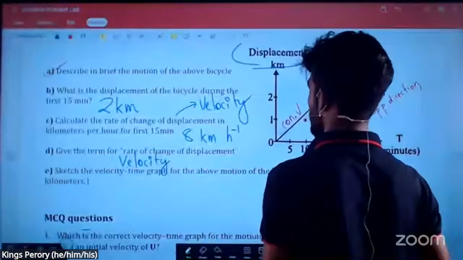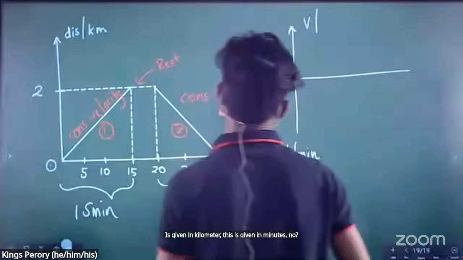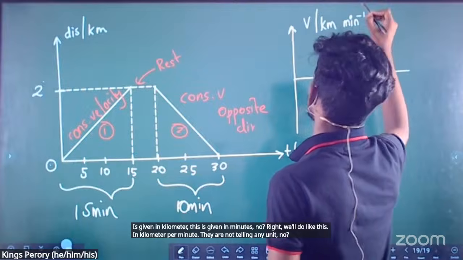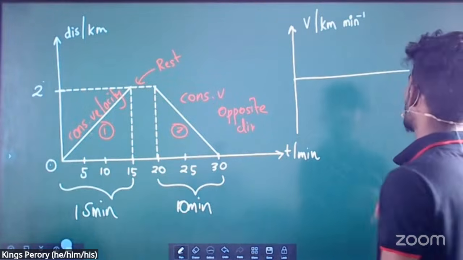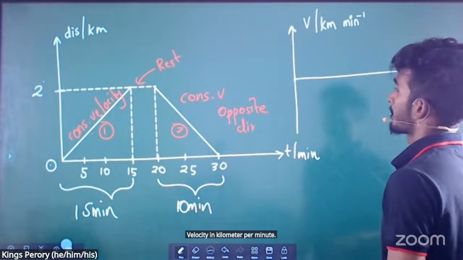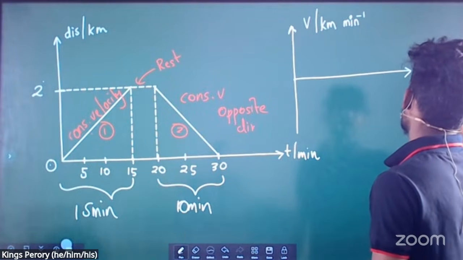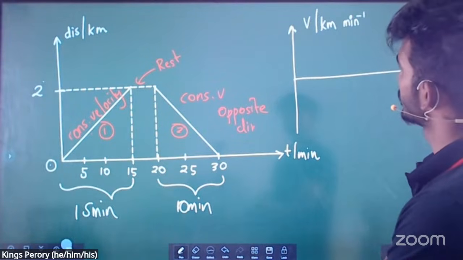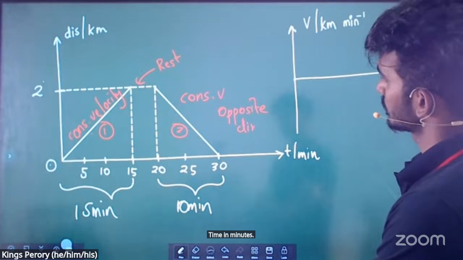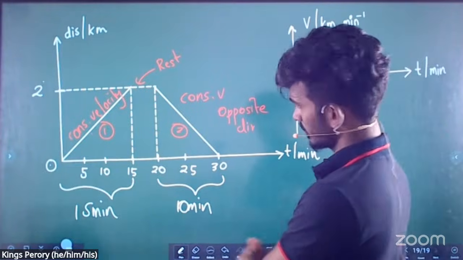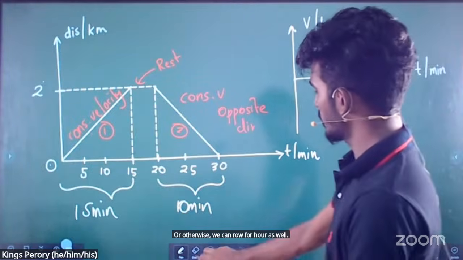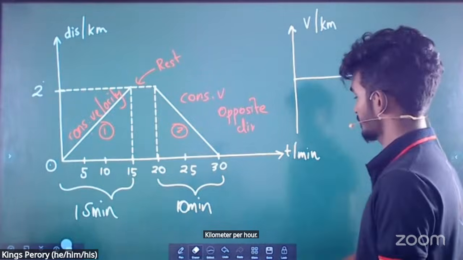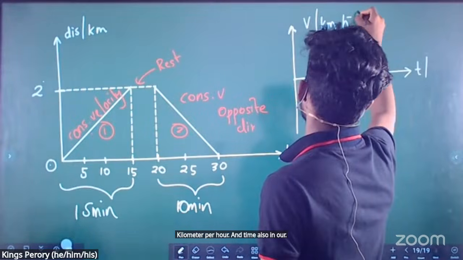This is given in kilometer, this is given in minutes, no? Right, we'll do like this. In kilometer per minute. They are not telling any unit, no? Velocity in kilometer per minute. Time in minutes. Or otherwise we can draw for hour as well. Yeah, we'll draw for hour. Kilometer per hour. And time also in hour.